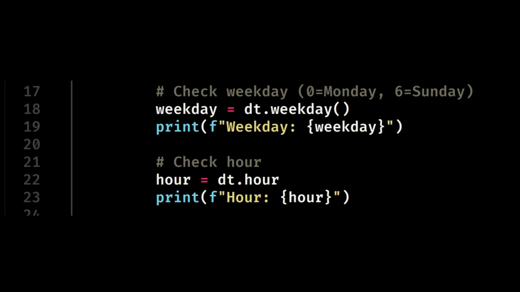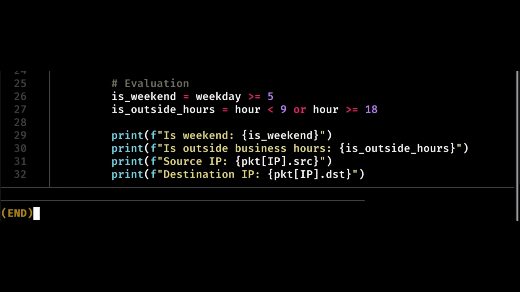Next, we extract the weekday and the hour from the datetime object. This is what we will use to determine if the packet was captured during business hours. Finally, we evaluate if the packet was captured on the weekend or outside of our defined business hours. We then print these Boolean values along with the source and destination IP addresses. This information helps us correlate the time of the packet with the source and destination of the traffic.